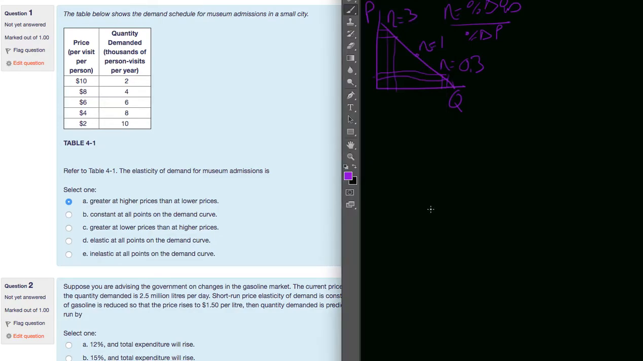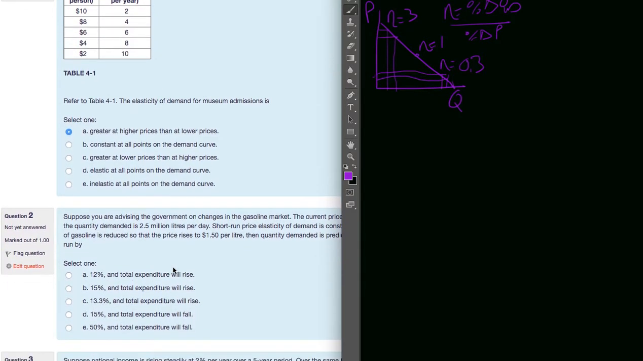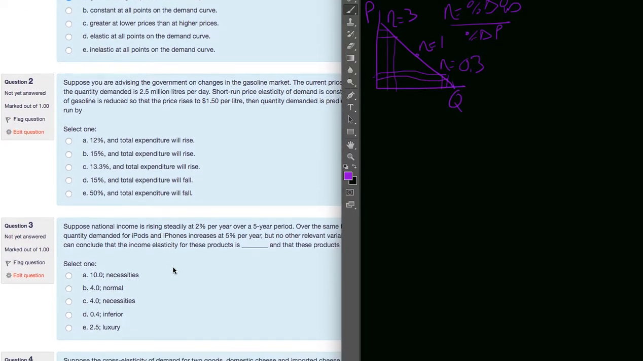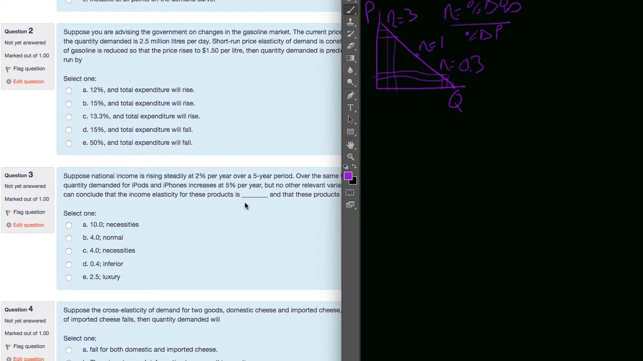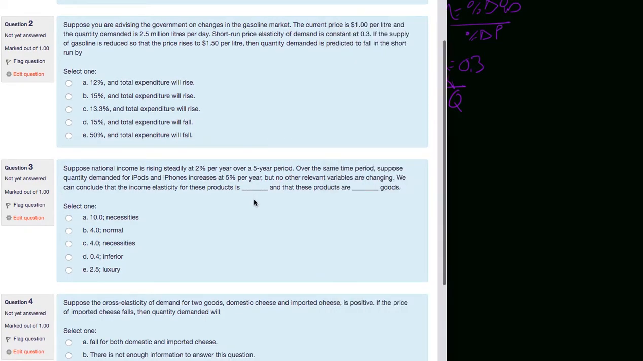If we look at the other options, constant at all points on the demand curve is not true. We could clearly see that it's not the case, and if you calculate it out, you'll see it's not the case. Greater at lower prices is not true. It's the opposite. Elastic at all points is false as well, and inelastic at all points is also false. If you're not convinced, look at the videos or calculate it out the way that was done with those exact numbers that we have.